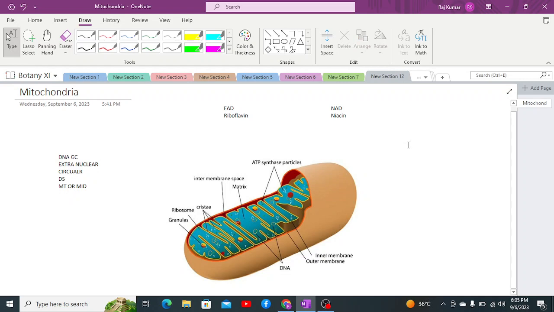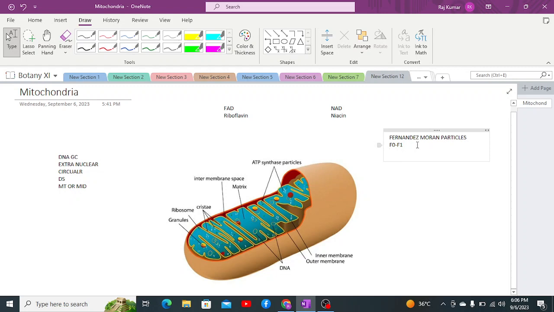Apart from which, between the inner membrane and outer membrane, it has a few particles inside, which are known as Fernandez-Moran particles. As we previously discussed, Fernandez-Moran particles are present on the inner mitochondrial membrane, F naught and F1 particles, in which there are two parts, the F naught particle and the F1 particle.